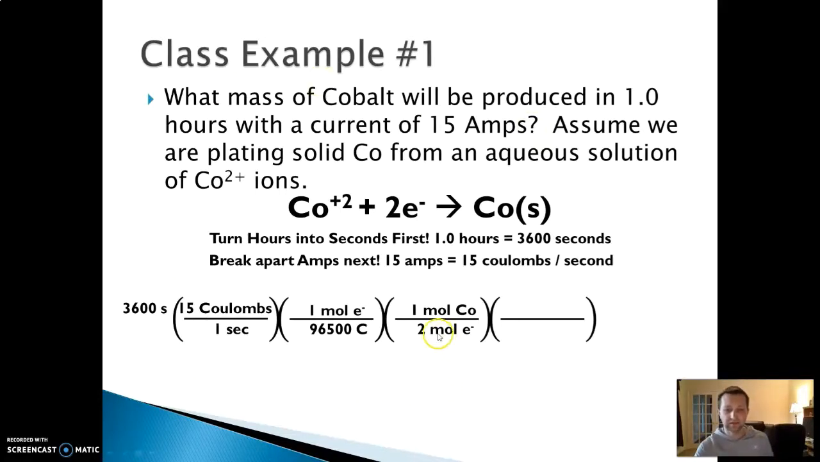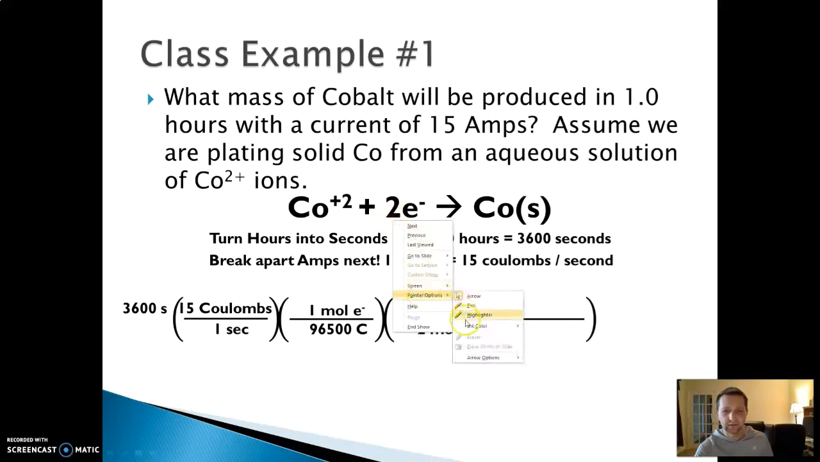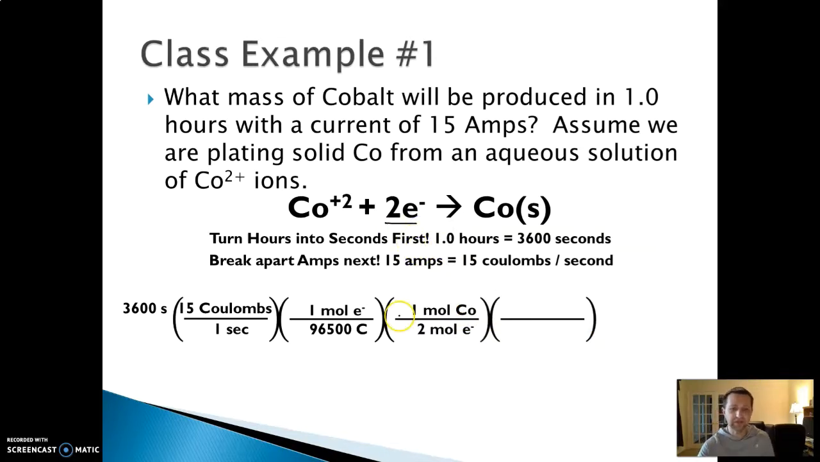You can see that 2 moles of electrons right here. And then just use your coefficients from the equation, right? 1 mole of cobalt. There. Okay. 2 moles of electrons, 1 mole of cobalt. You guys know how to finish it.